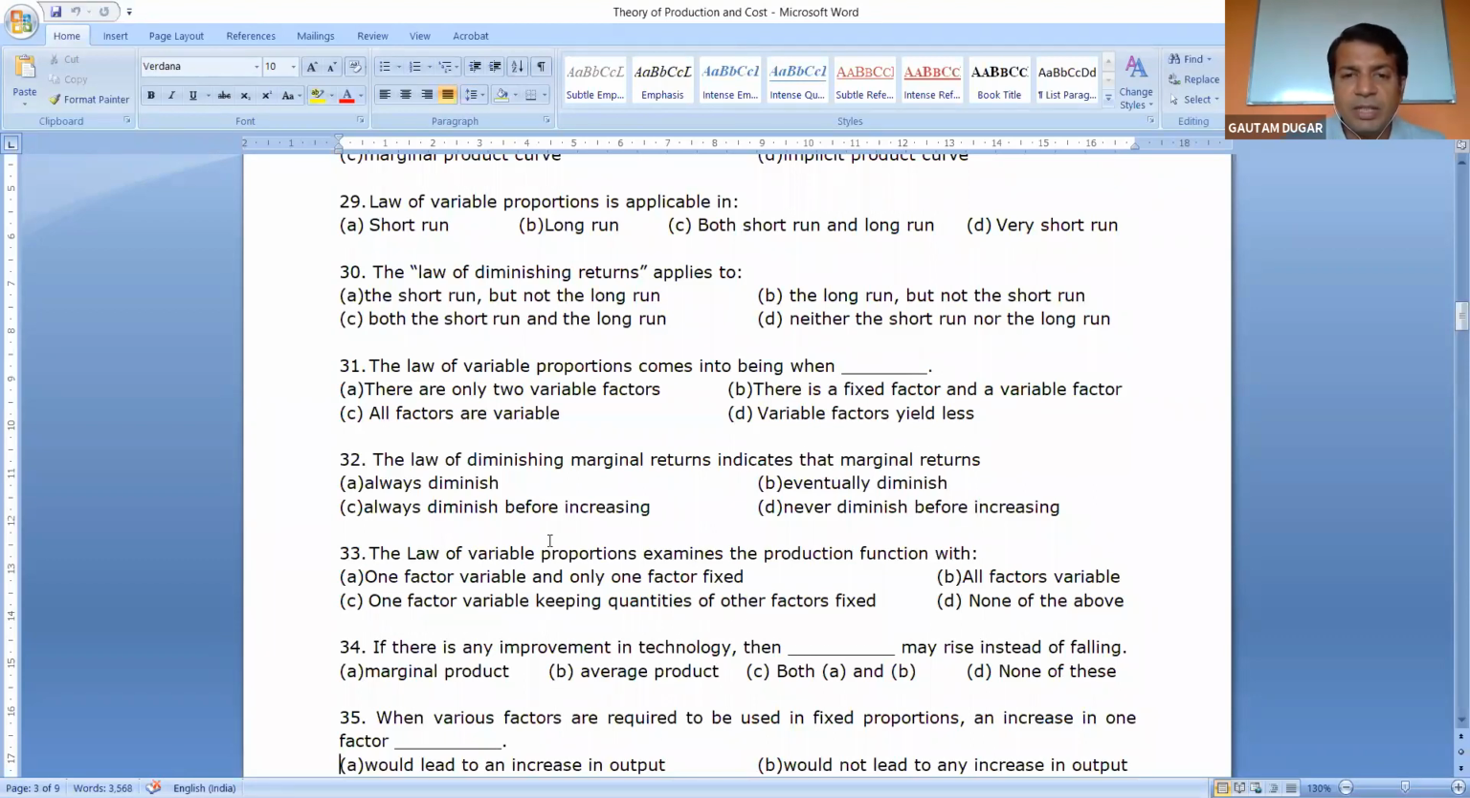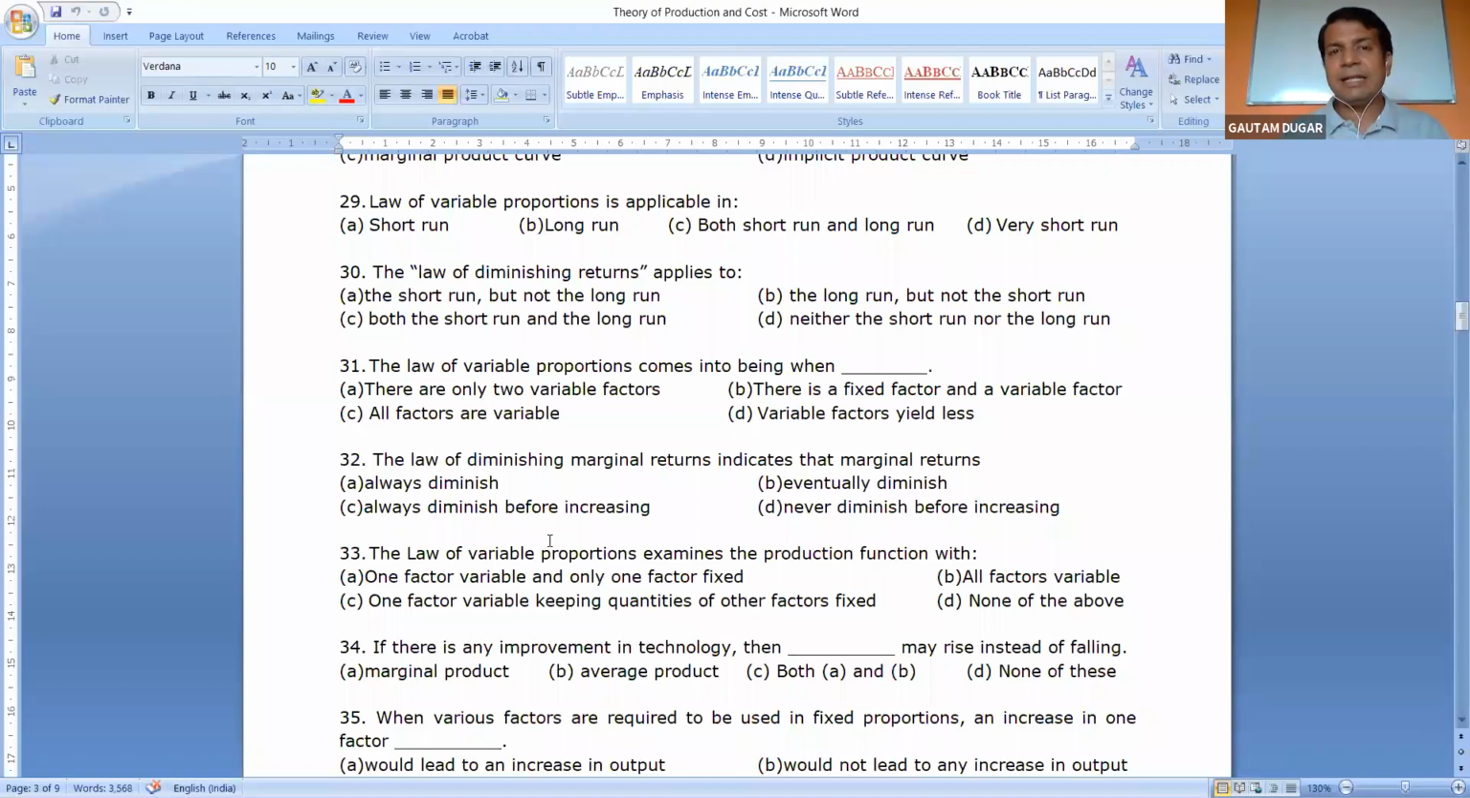The law of diminishing marginal returns indicates that. Now listen, law of variable proportion has three stages: the stage of increasing return, the stage of diminishing return, the stage of negative returns. However, the most important stage for any producer to operate is the second stage, the stage of diminishing returns. Hence, the law is at times also called the law of diminishing marginal returns.